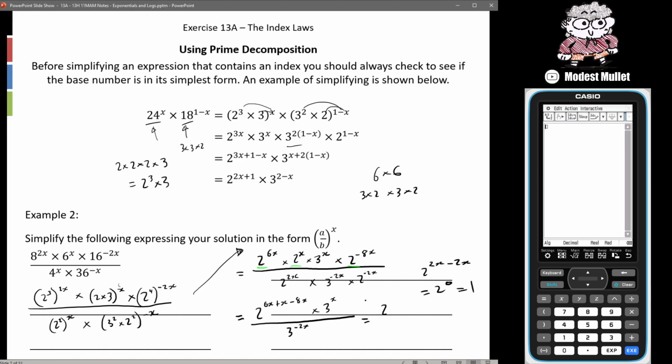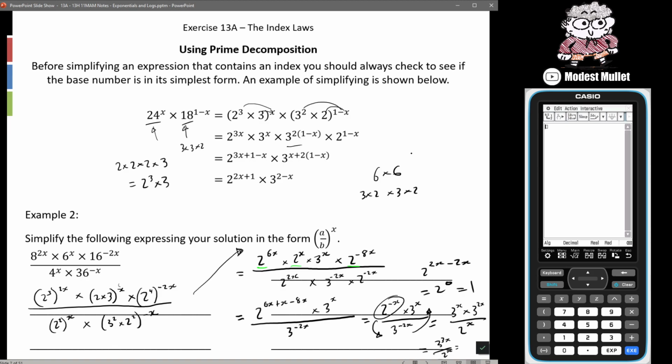So we get 2 to the power of 6x plus x is 7x, take away x, so negative x, times 3 to the x on 3 to the negative 2x. That gives us, let's bring this down the bottom and this up the top to get rid of the negative powers. So we get 3 to the x times 3 to the 2x divided by 2 to the x. We finally get 3 to the 3x on 2 to the power of x, which we can write as equals to 3 to the 3x.